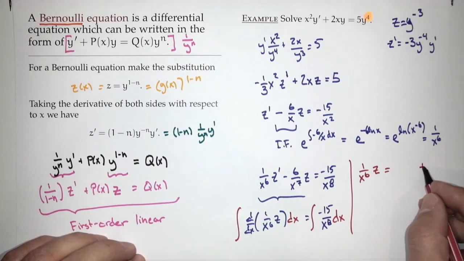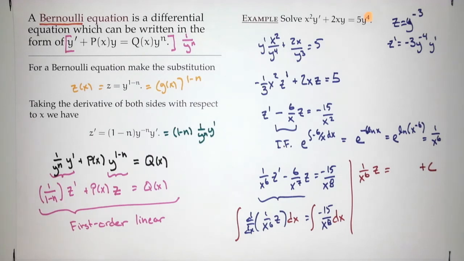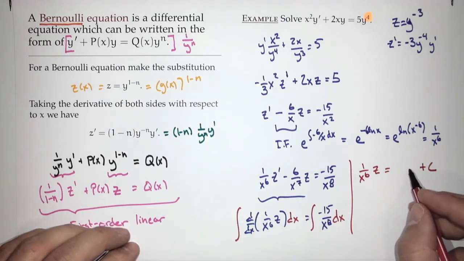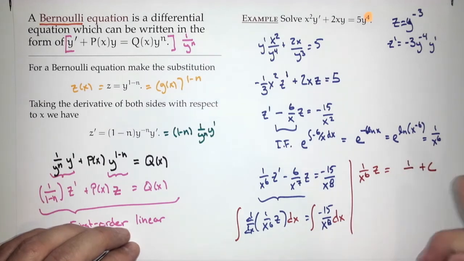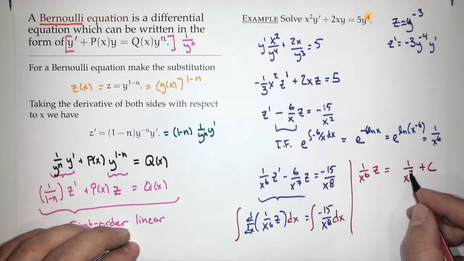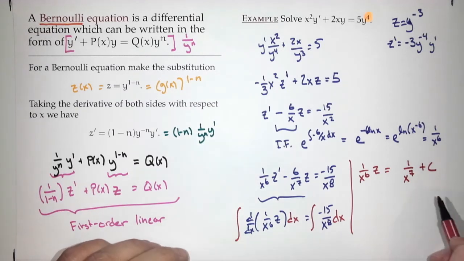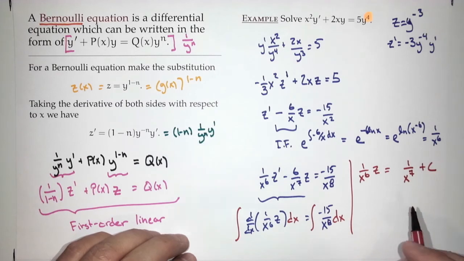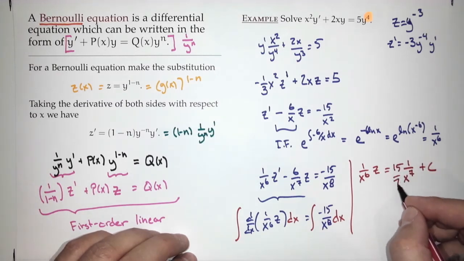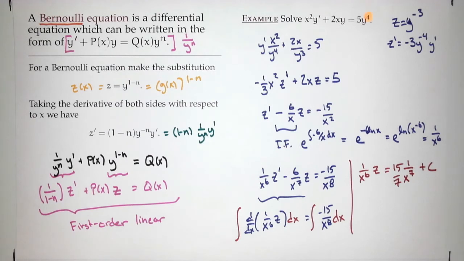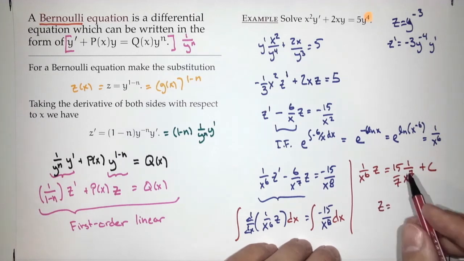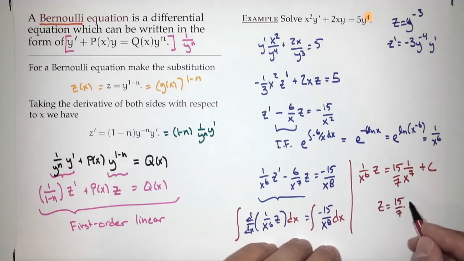I know some people are like, I can do the plus c, Steve. Yeah? Okay, good. So this has x to the power negative 8. When you integrate up, you have x to the power negative 7, so 1 over x to the 7th. What's the coefficient? 15 sevenths. Yes. Well, not all coefficients are nice. All right, so we end up with z. Multiply everything by x to the 6. We get 15 sevenths times 1 over x plus some constant c, times x to the 6.